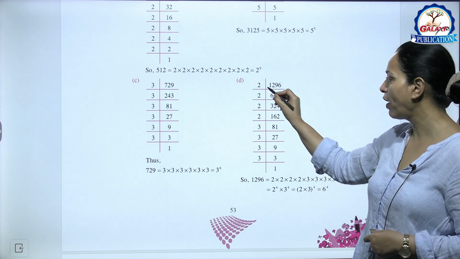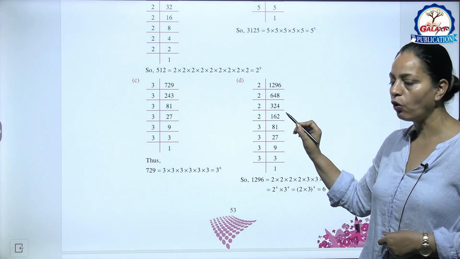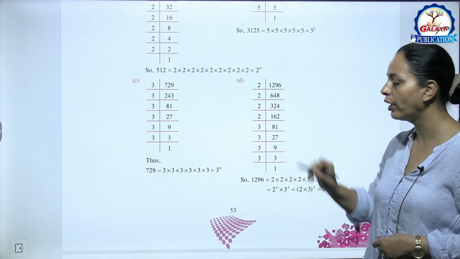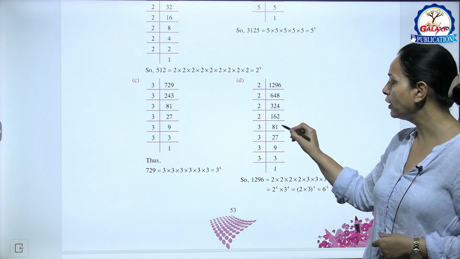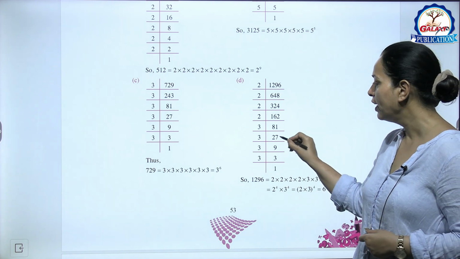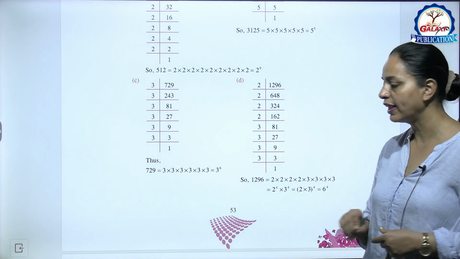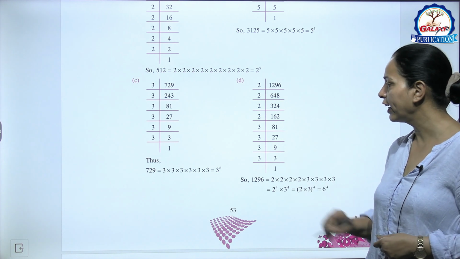1296. First divide by 2, then 648. Then by 2, 324. Again by 2, 162. Again by 2, 81. Now by 3, 27. Again by 3, 9. Again by 3, we are getting 3. Then by 3, we are getting 1.